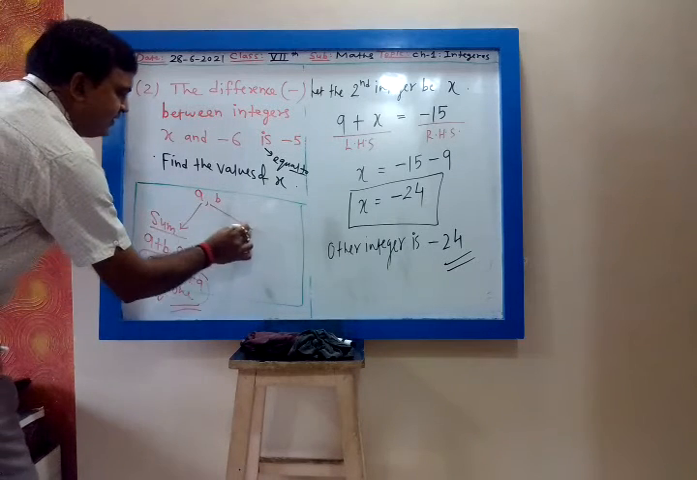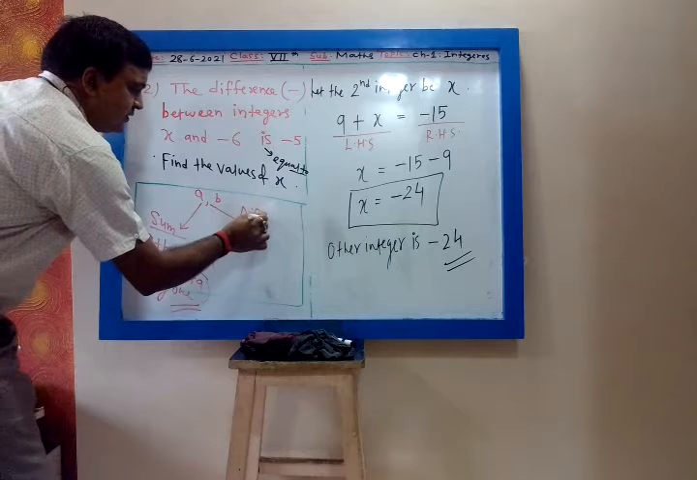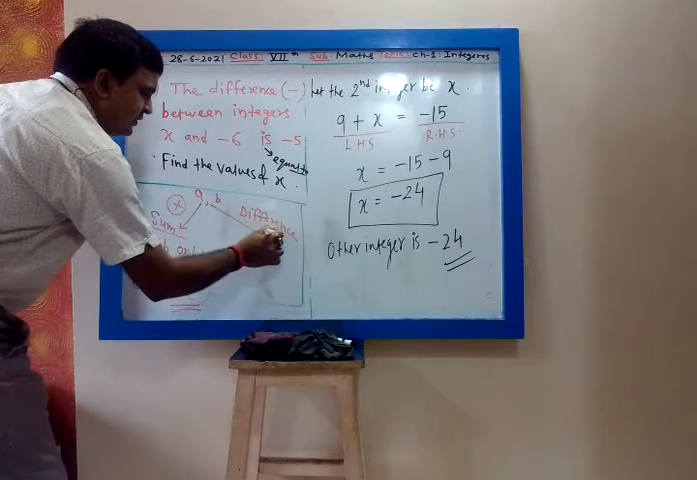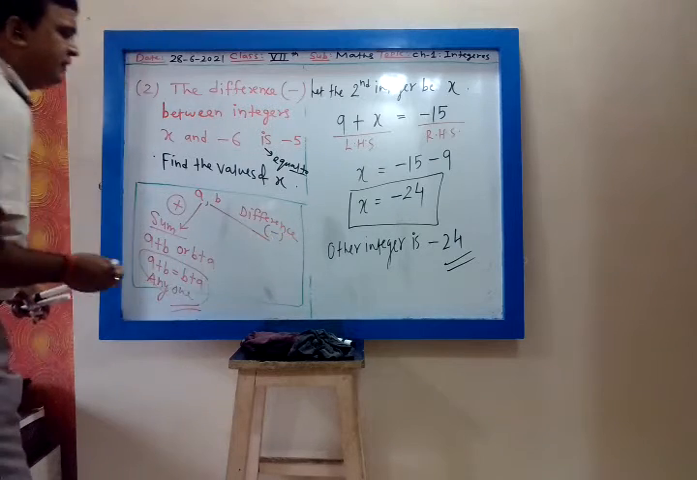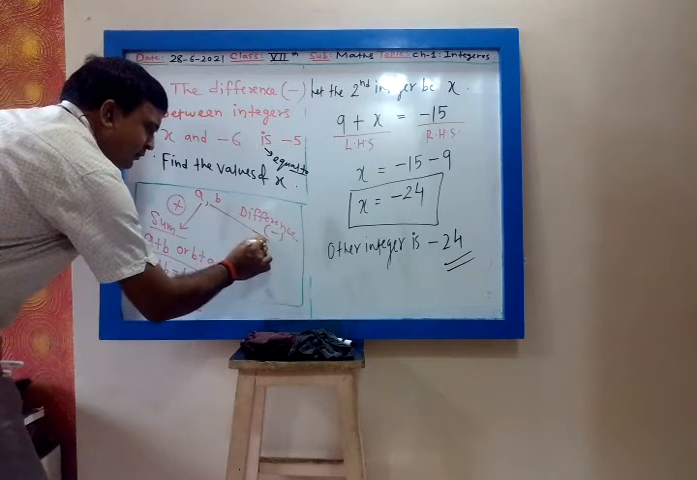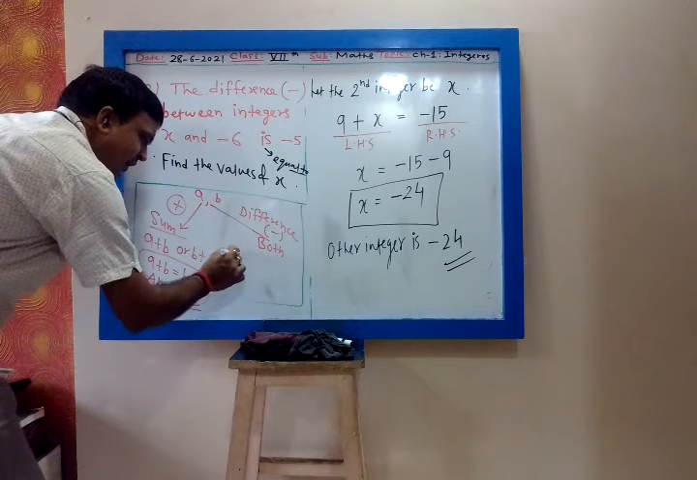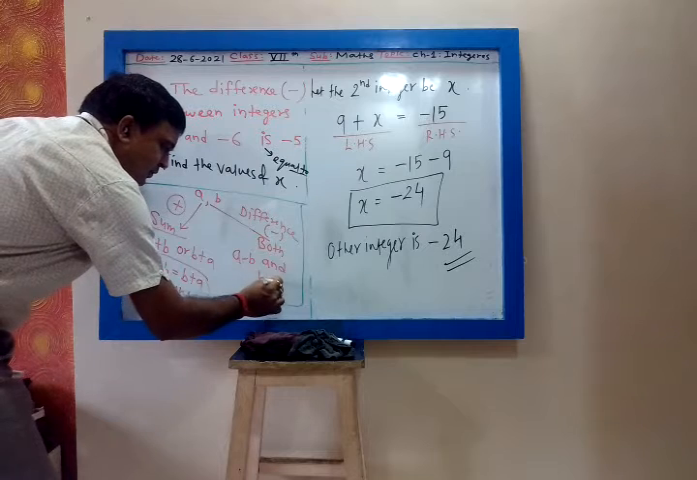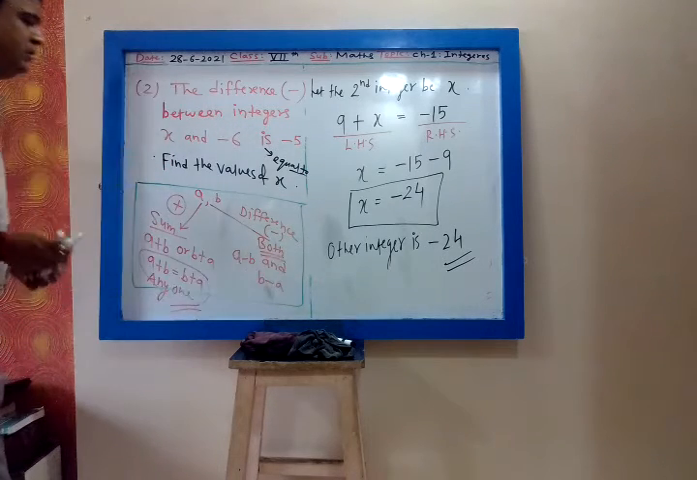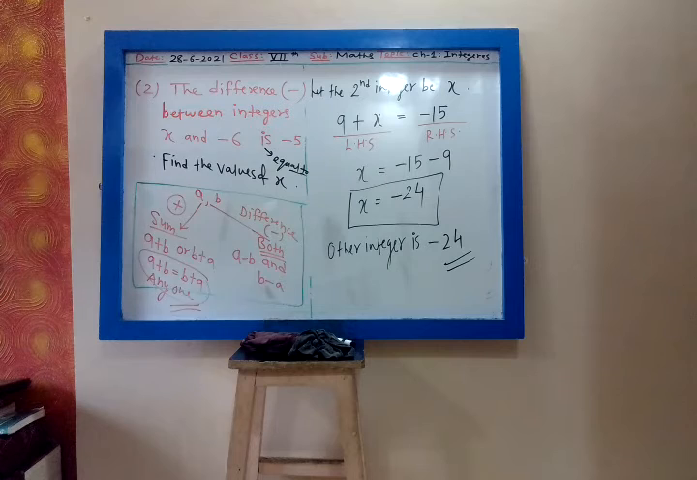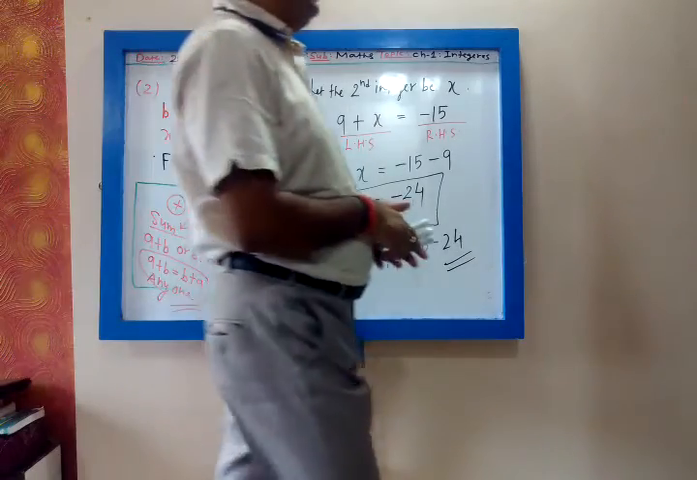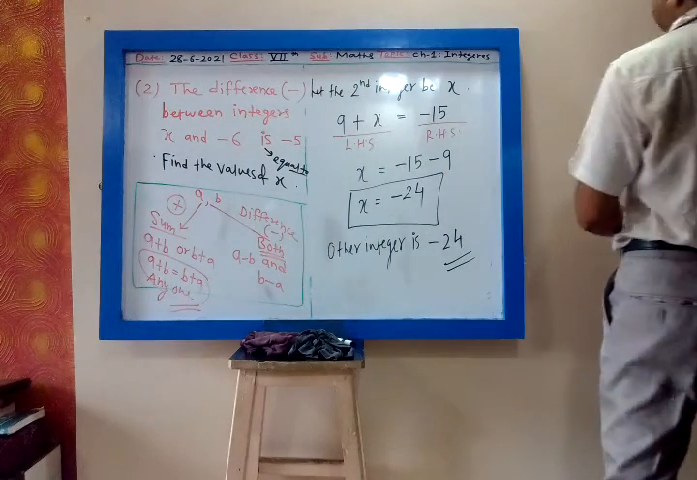But whenever it is a difference, remember, sum means plus, difference means minus. In case of difference, you have to find both a minus b and b minus a, because we don't know which number is bigger. Whenever it is a difference, you have to find a minus b and b minus a both.